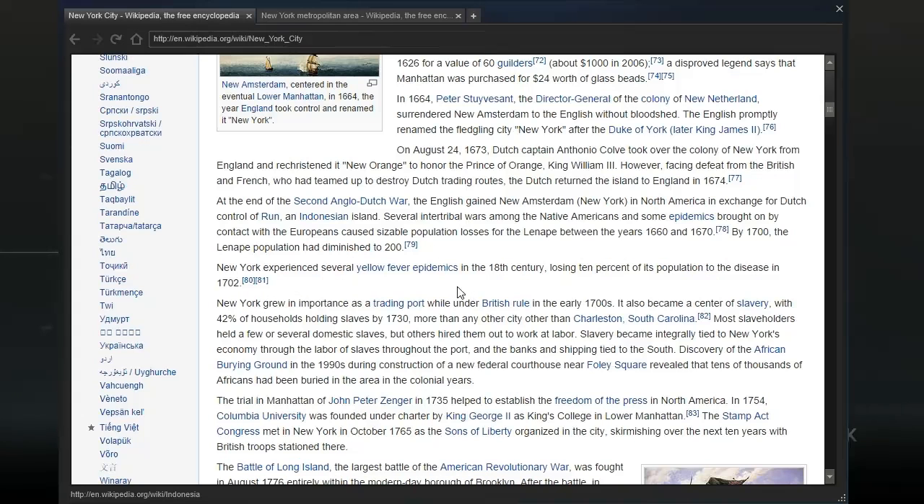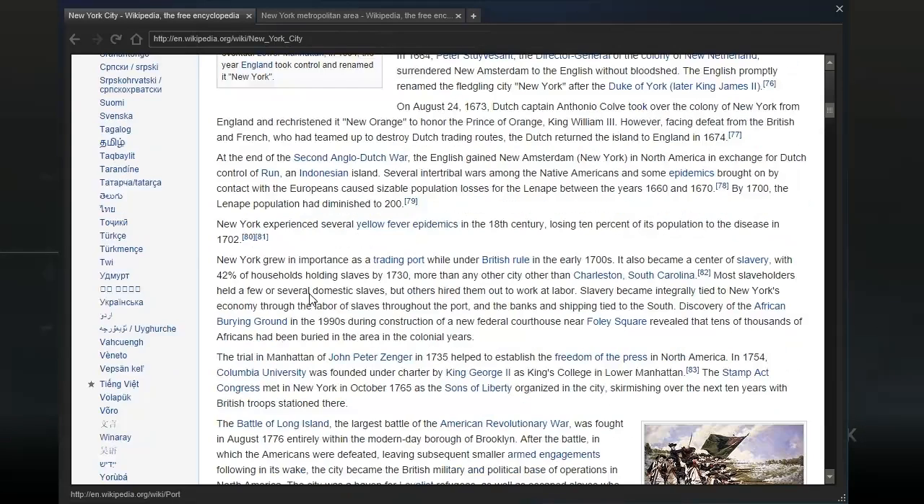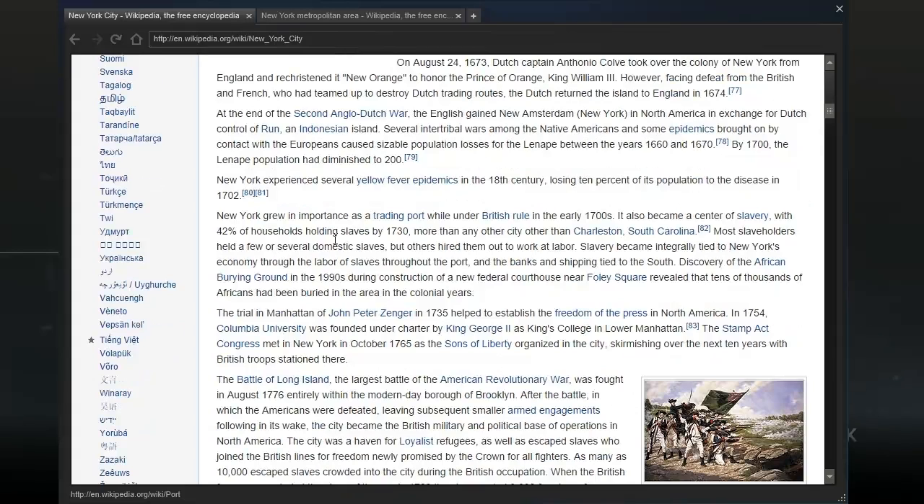New York experienced several yellow fever epidemics in the 18th century, losing 10% of its population to the disease in 1702. New York grew in importance as a trading port while under British rule in the early 1700s. It also became a center of slavery, with 42% of households holding slaves by 1730, more than any other city other than Charleston, South Carolina.